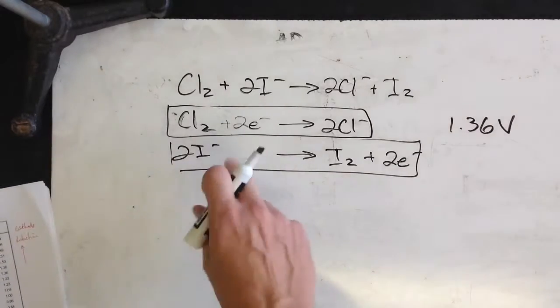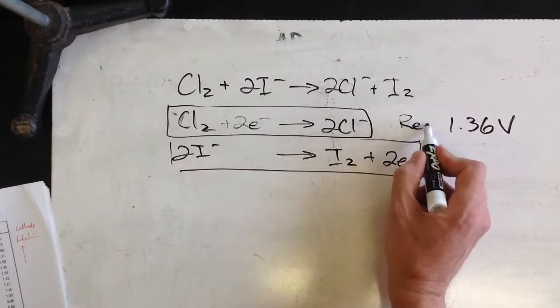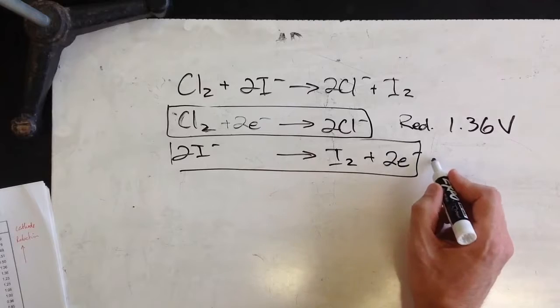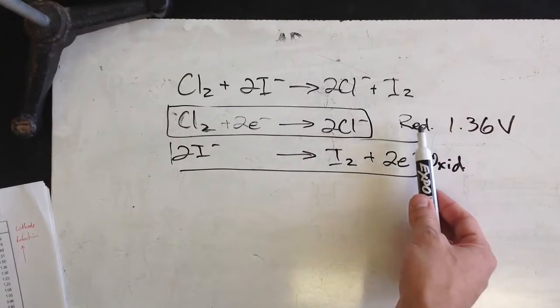And what's happening here is we're gaining electrons, so this is reduction. Here we're losing electrons, so this is oxidation. Remember, Leo the lion goes grr.